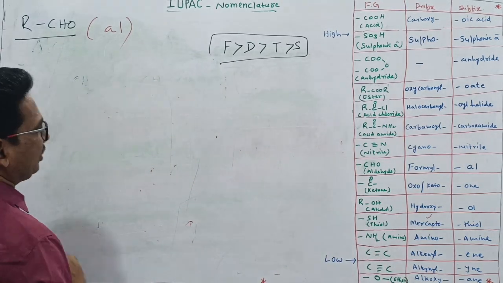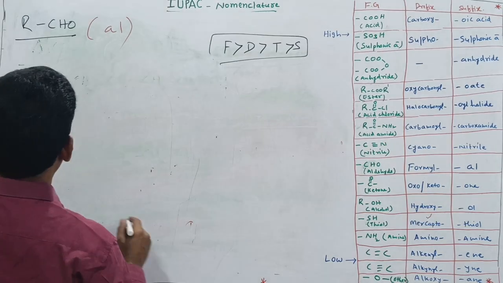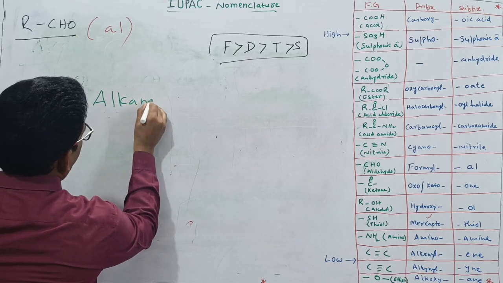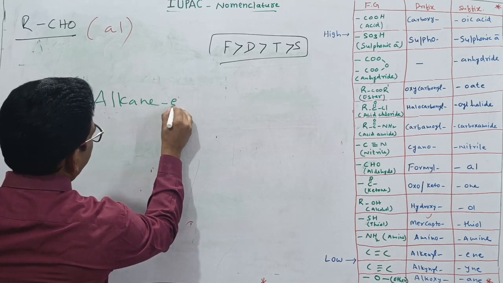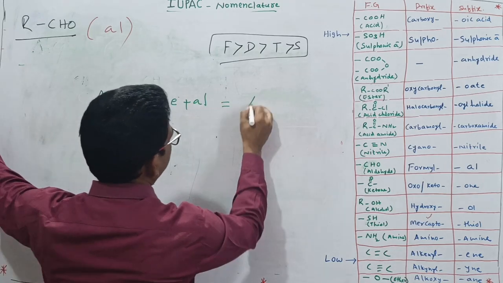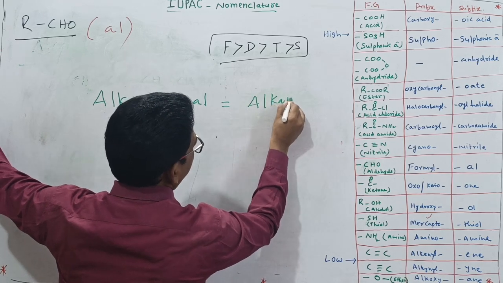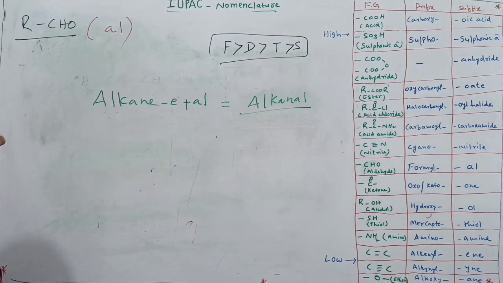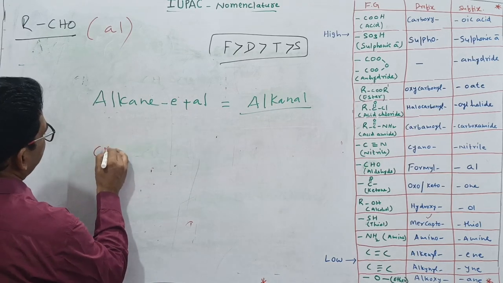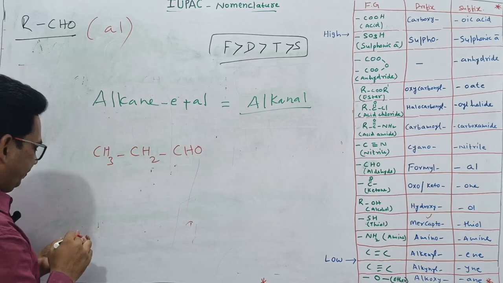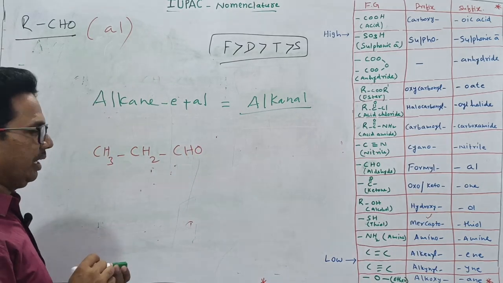एक example. These are also derived from the alkanes only. Okay, then what will be the IUPAC name? Alkane minus E plus al. Then what comes? Alkanal. Al. Understand? क्या आता है? Al. Now I will give an example. CH3, CH2, CHO. Only one functional group is there.